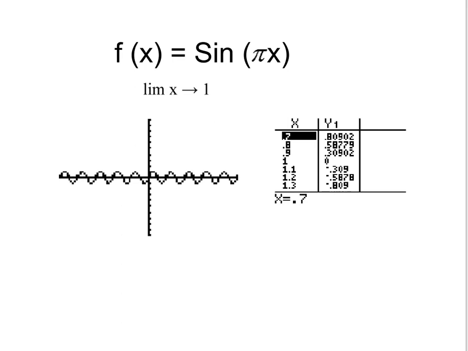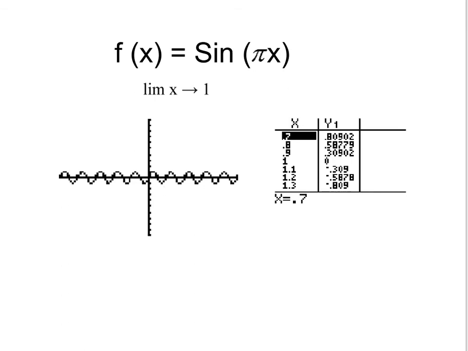Okay, so looking at this guy right here, we have f of x equals sine of pi x. We're finding the limit as x gets closer and closer to 1, which is going to be right here on our graph. Looking at our graph now, it looks like our function approaches 0 as we get closer and closer to 1 from the negative side. Our function approaches 0 as x goes to 1 from the positive side.